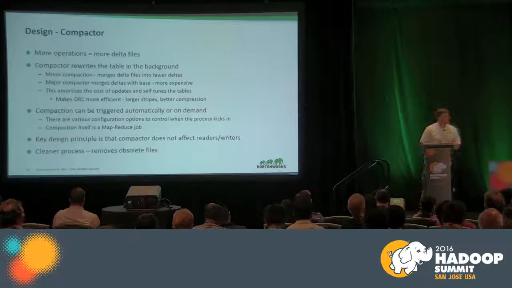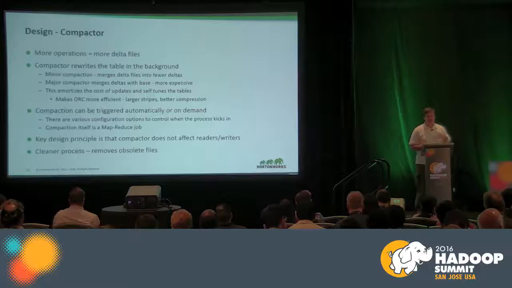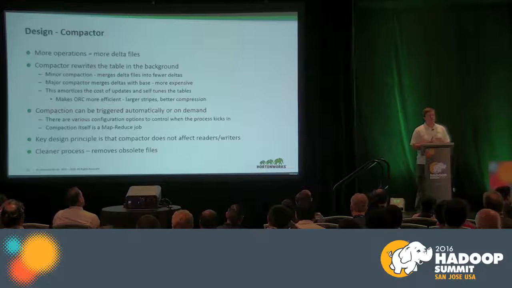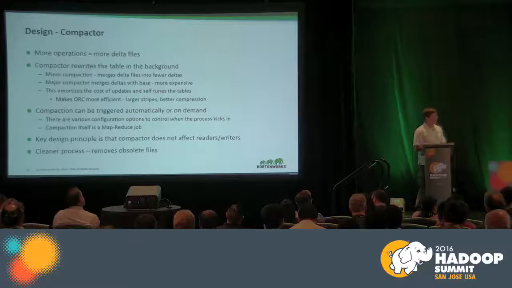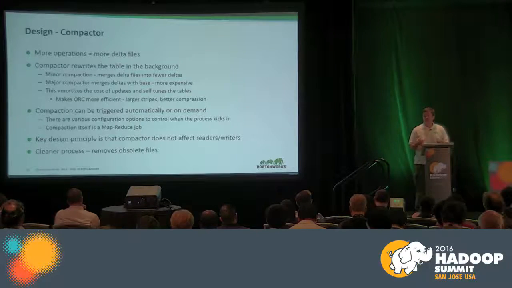Now, a compaction process can be triggered on demand by running a command at the CLI, but it can also be triggered automatically by the system. There are various configuration options that allow you to control when exactly that happens. Another important thing to note is that compaction consists of several lightweight processes running inside the Hive metastore, but the actual compaction itself is a MapReduce job, so it runs on the cluster. One really important design principle of the compaction process is that it does not in any way interfere with your ongoing operations on the tables, whether reads or writes. It does not acquire any locks. It does, however, take up some cluster resources.